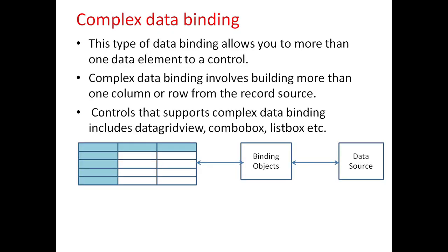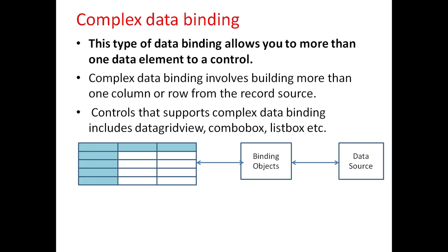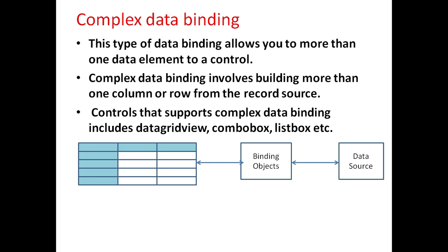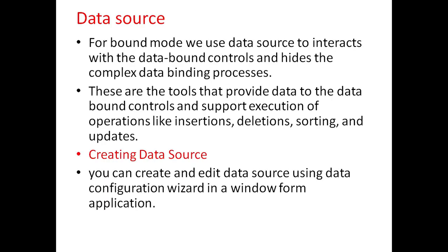Then complex data binding. This type of data binding allows you to bind more than one data element to a control. Complex data binding involves building more than one column or row from the record source. Controls that supports complex data binding includes data grid view, combo box, list box, etc. Then we'll see what is data source.